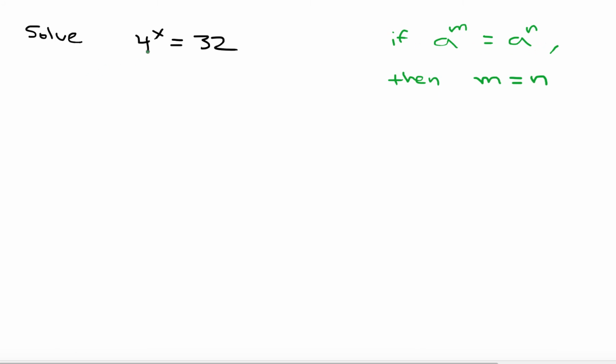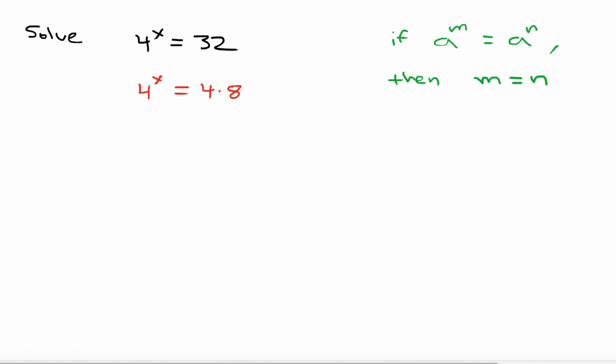So we take a look at this number, 4 and 32. Obviously there's nothing we can do right now. Also, we could do something like this. We know that 32 is 4 times 8, but that's actually not going to help us out either. There's nothing we can do with that. Remember, the key is we have to get the bases to be the same.